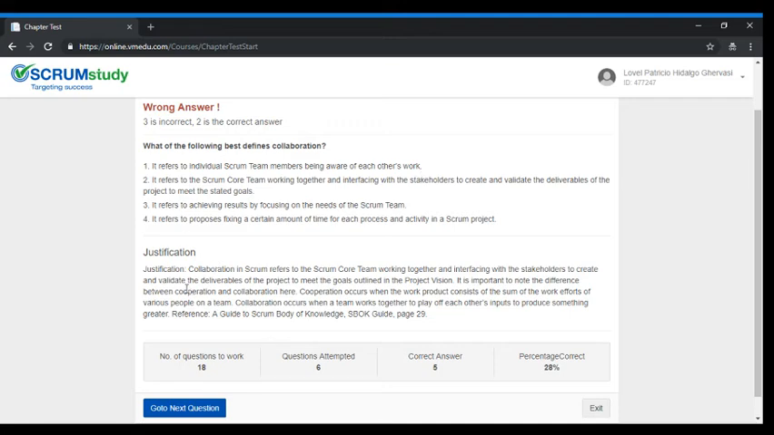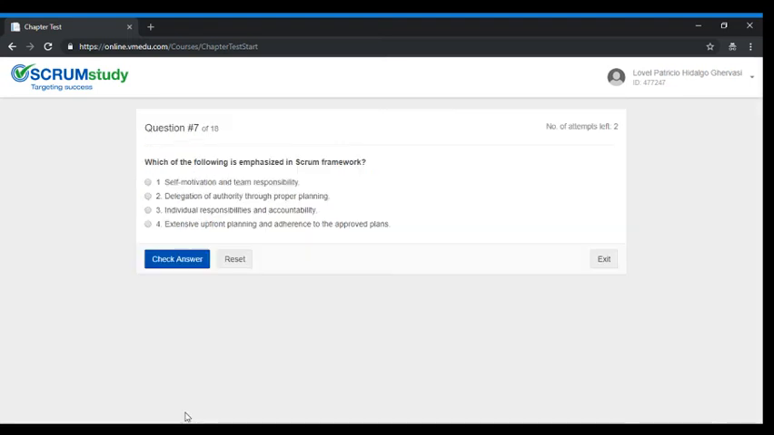Vamos a leer la justificación, pero esta pregunta sí me parece un poco extraña. Colaboración en Scrum refiere al núcleo de Scrum en sí, del equipo de proyecto, cómo se trabaja y cómo interactúan entre ellos, para crear y validar los entregables del proyecto y así alcanzar las metas de la visión del proyecto. Bueno, según esto, acá aparece, está justificado en el SBOK, seguramente lo habrán utilizado. Bueno, yo di este examen hace 2 años, tal vez haya cambiado eso.